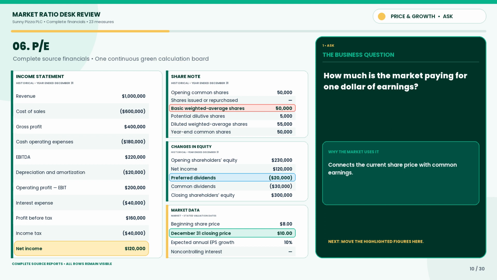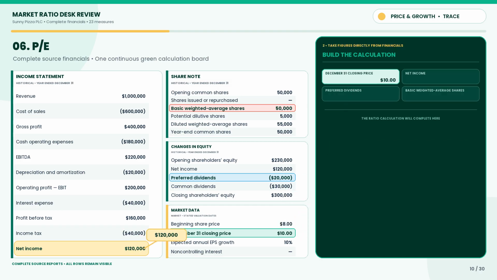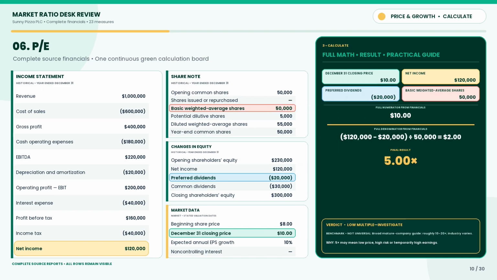How much is the market paying for $1 of earnings? Connects the current share price with common earnings. The market price is $10 and basic EPS is $2. 10 divided by 2 gives a P/E ratio of 5 times. A P/E of 5 means the market pays $5 for each dollar of current common earnings.